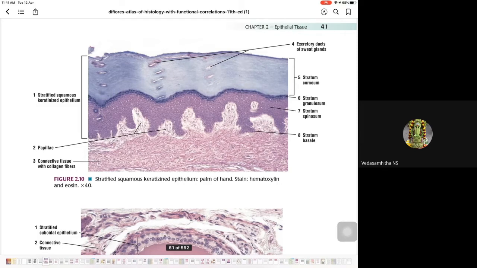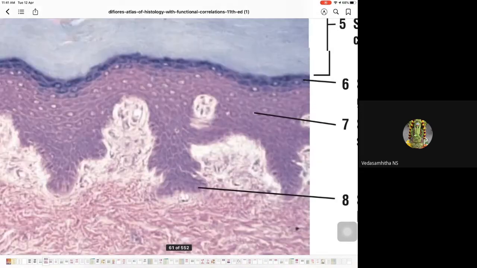So adnexal structures we will see when we are seeing the skin. Five is stratum corneum. Super. Six is stratum granulosum. Very good. Seven is stratum spinosum. Very good. Eight is stratum basale.